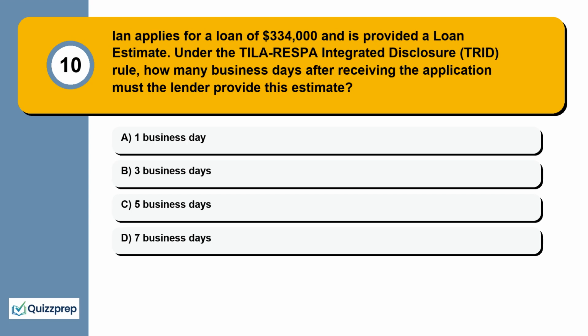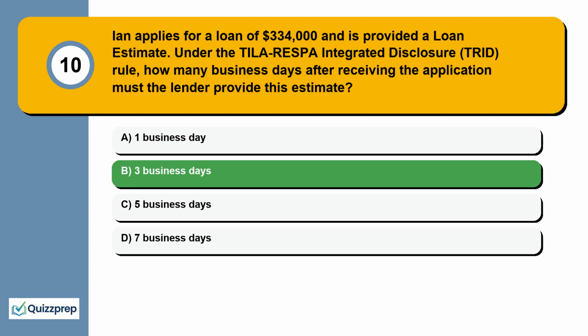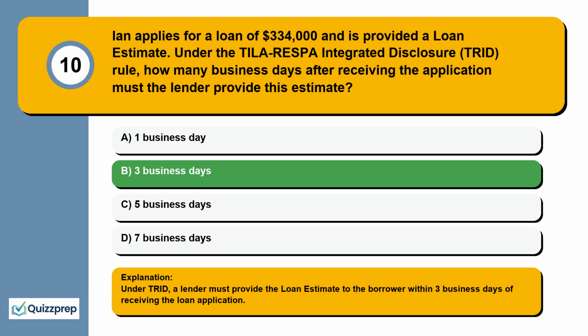Question 10. Ian applies for a loan of $334,000 and is provided a loan estimate. Under the TILA-RESPA Integrated Disclosure (TRID) rule, how many business days after receiving the application must the lender provide this estimate? 1 business day, 3 business days, 5 business days, 7 business days. Under TRID, a lender must provide the loan estimate to the borrower within 3 business days of receiving the loan application.